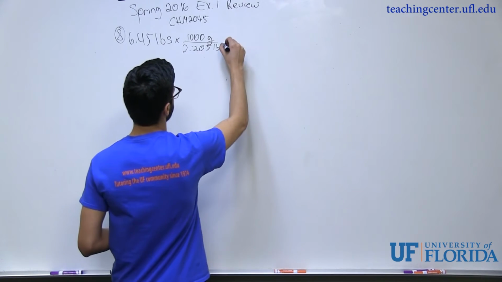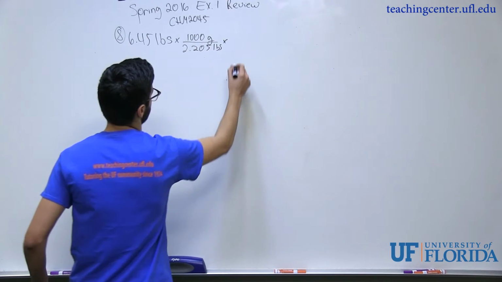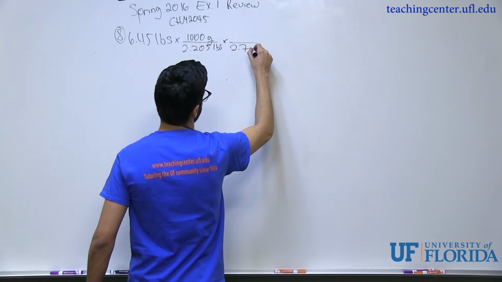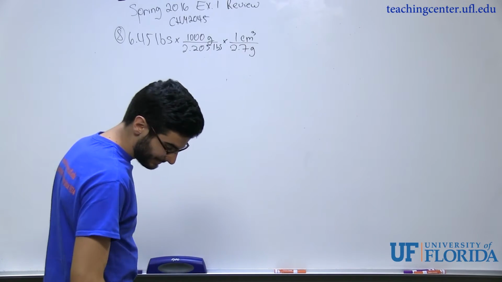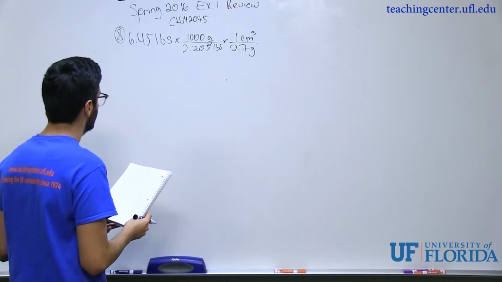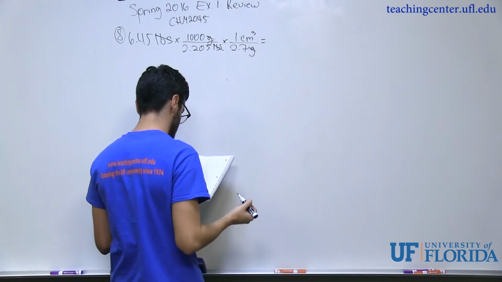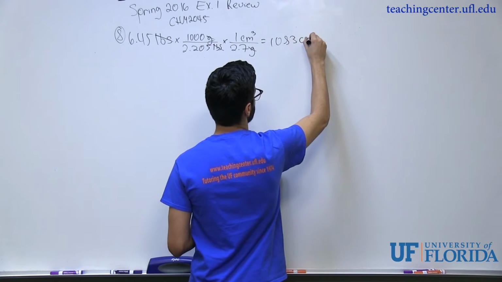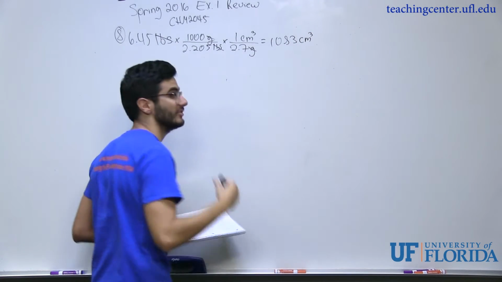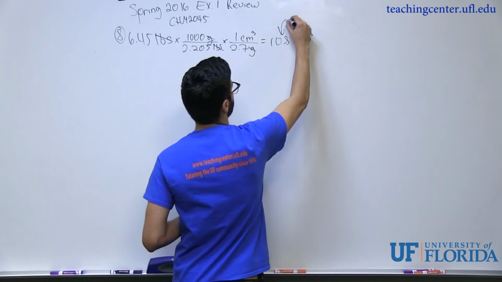Okay, so now I'm in grams. Good, so now I can use my density conversion factor. I know for every 2.7 grams, I have 1 centimeter cubed. Okay? So pounds cancels, grams cancels, I'm in centimeters cubed. And this is 1083 centimeters cubed. Remember, I have centimeters cubed, which is centimeters times centimeters times centimeters, which is a volume. This is a volume.